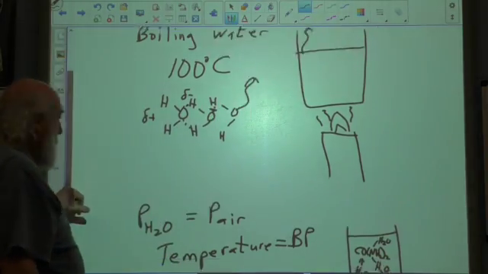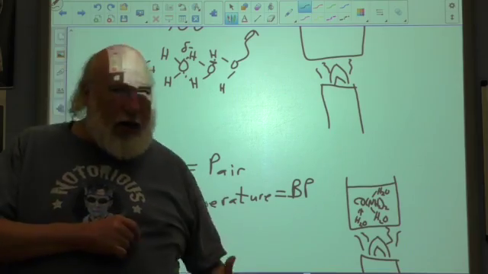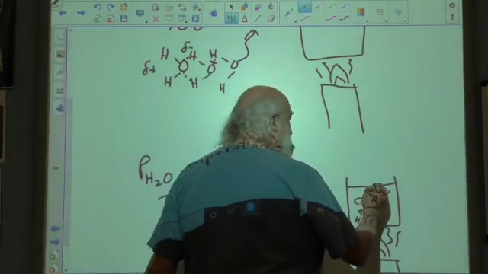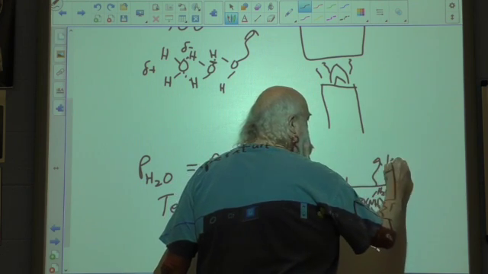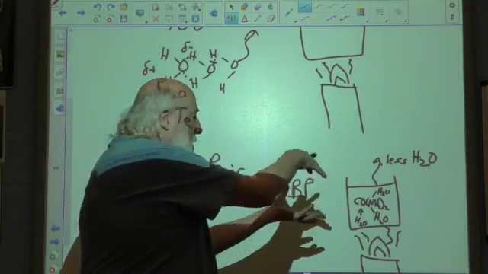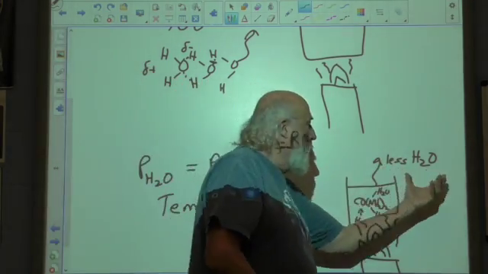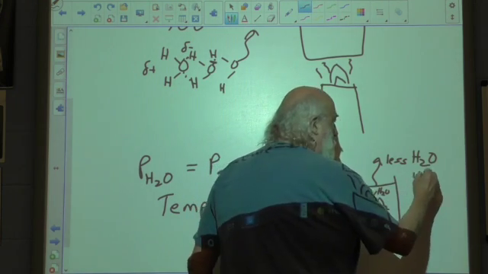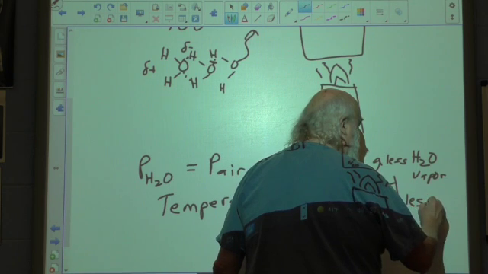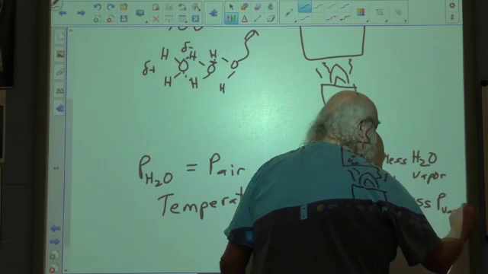Okay? Why? Because now it's spending a lot of energy with this new bond that it has created. So what's going to happen here is that there's going to be less water coming off of here. And the more stuff you have in, the more solute you have in there, the less water vapor that is going to come off of this. So that means it's going to be less pressure of the vapor, or vapor pressure.